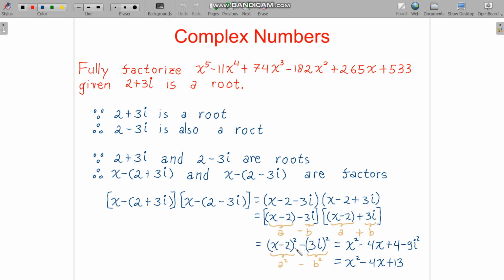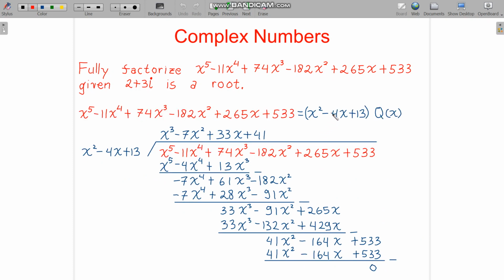X minus 2 all squared is x squared minus 4x plus 4. 3i all squared is 9i squared, and i squared is minus 1, so minus minus we get plus. 4 plus 9 is 13. So this is the final quadratic factor. If we know the quadratic factor, we can use long division to get the quotient or the other factors.